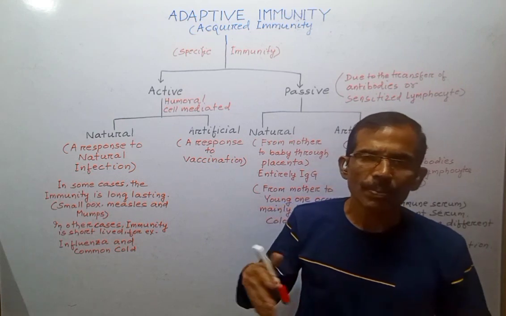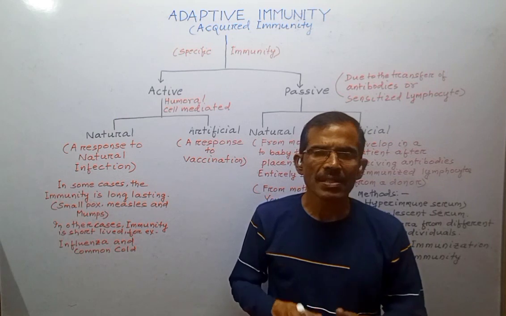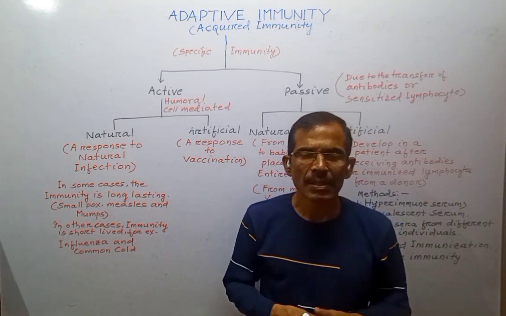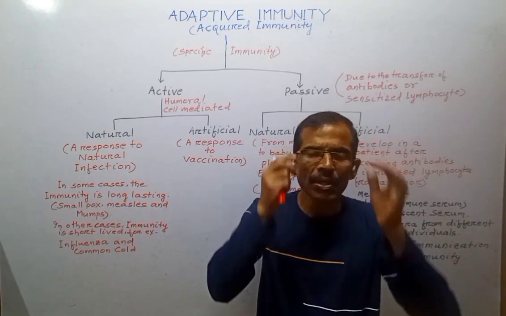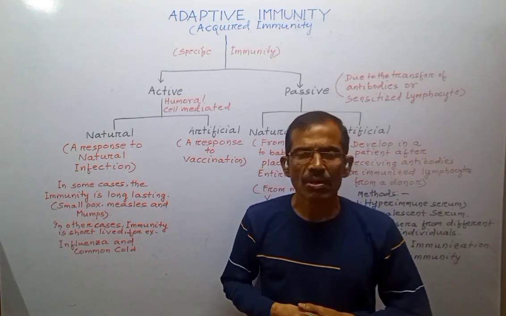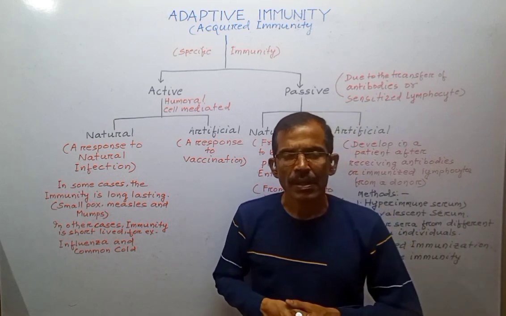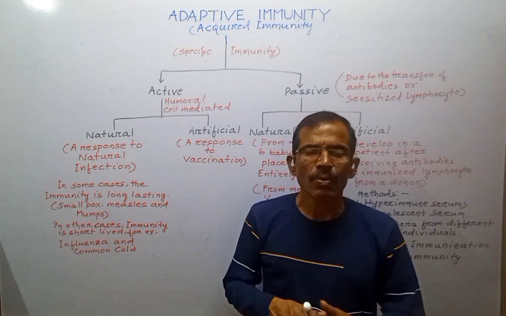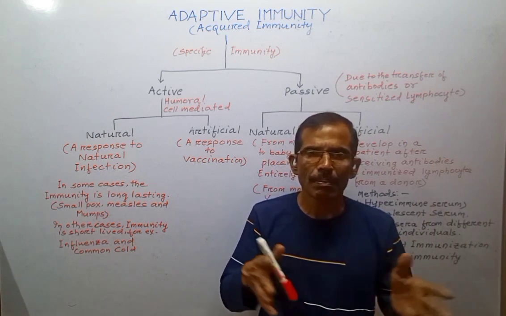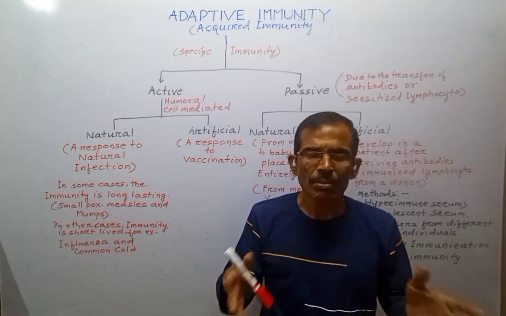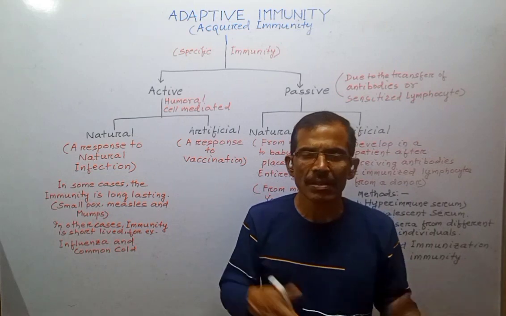There are two major populations of lymphocytes. They are B lymphocytes and T lymphocytes. Adaptive immunity is also called specific immunity because the immune responses are specific for distinct antigens. It is also called acquired immunity because the immunity is acquired after birth as a result of natural infection or vaccination or through some other method.